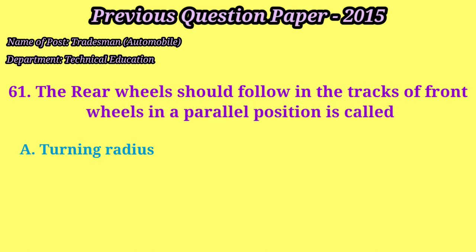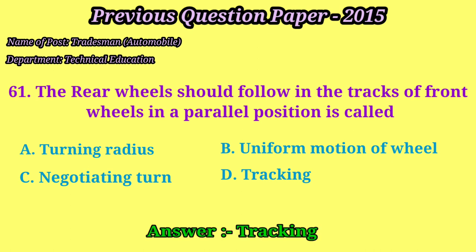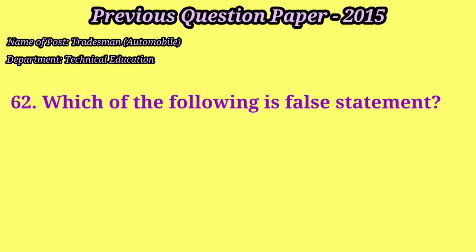61. The rear wheels should follow in the tracks of front wheels in a parallel position is called A. Turning radius. B. Uniform motion of wheel. C. Negotiating turn. D. Tracking. Answer. Tracking.